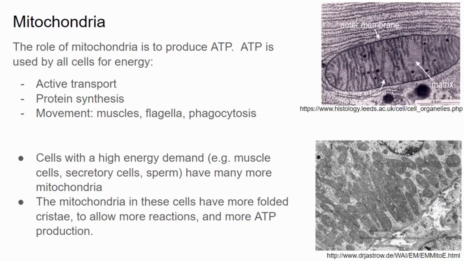Okay? They need the energy from movement to swim. So that's why we have included them there as well. What we also see in these cells that have a very, very high energy demand, as well as having lots of mitochondria, is that the mitochondria they do have have many, many more folds in their cristae. So instead of having a few, they have many, many more folds, which increases the surface area available for all of those respiration reactions and ATP production.